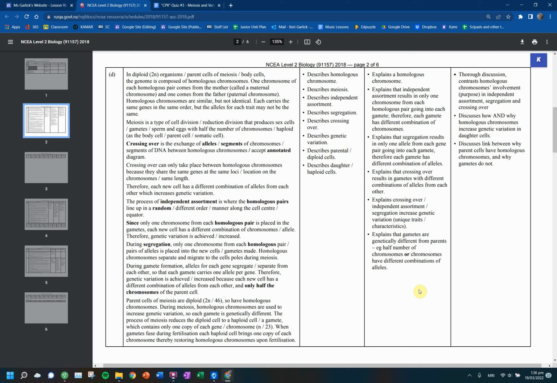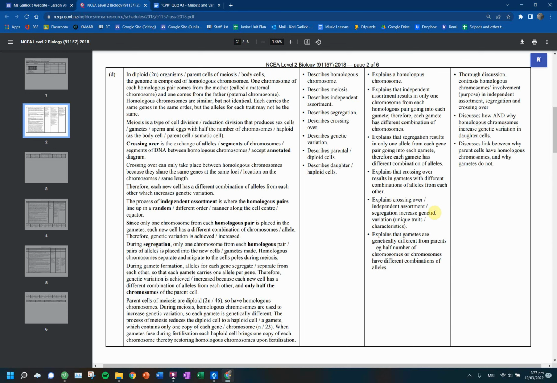The merit level points are the explanation. So it's taking one step further and actually explaining to me what crossing over is, what is the purpose of it. That's how you extend it to me. And you can see here that there's multiple points on, you know, explain that crossing over results in gametes with different combinations of alleles from each parent, that it unlinks genes that would have been inherited together, that sort of stuff. So explanation is what you are getting for the merit.